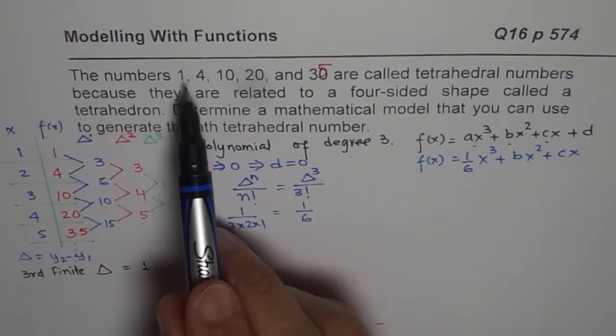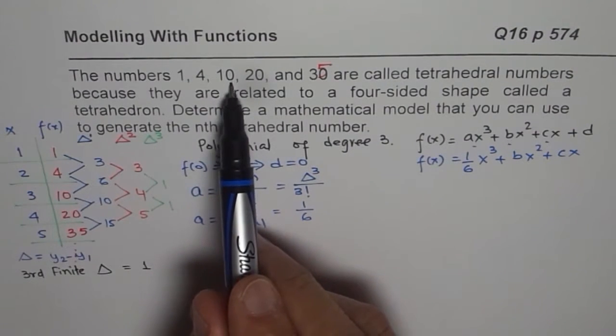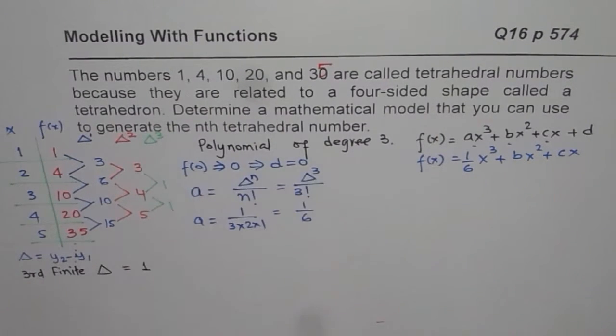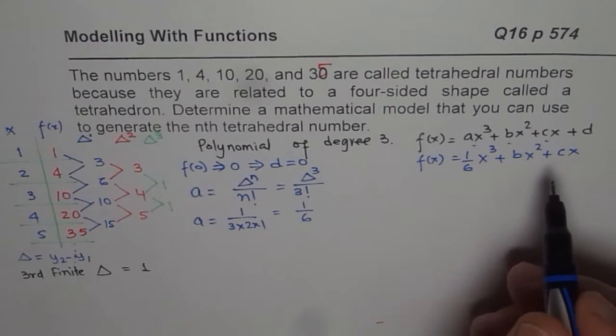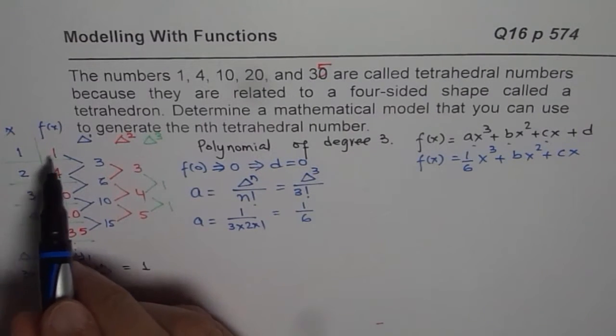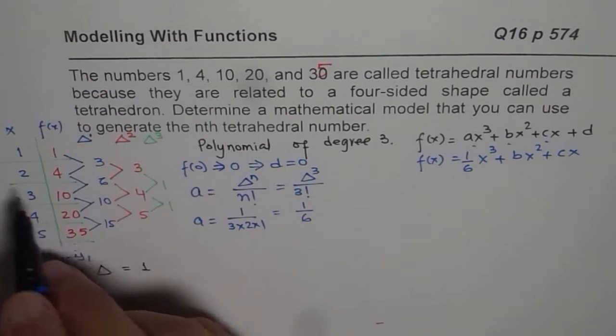First number is 1, second is 4, third is 10, right? Fourth and fifth are 20 and 35. So what we can do is, to find the value of b and c, we have to use 2 points. So let us use first 1, 1 and then 2, 4.